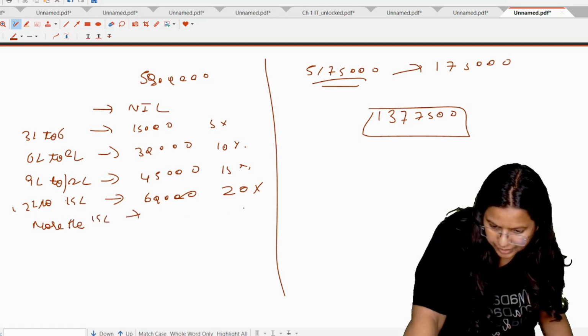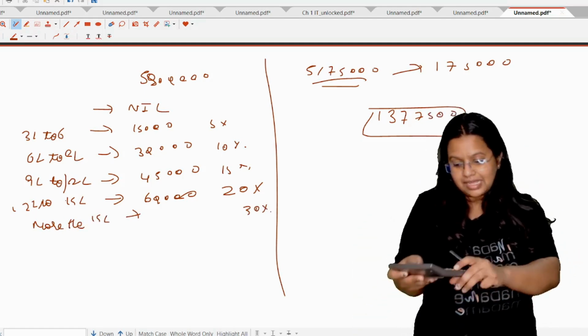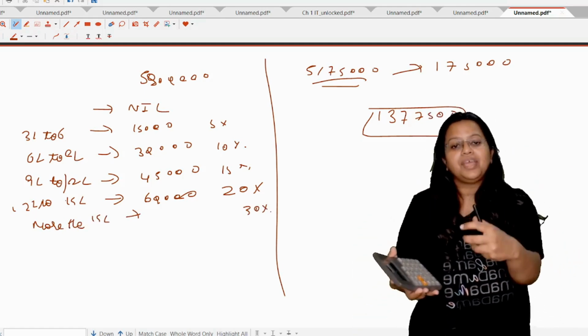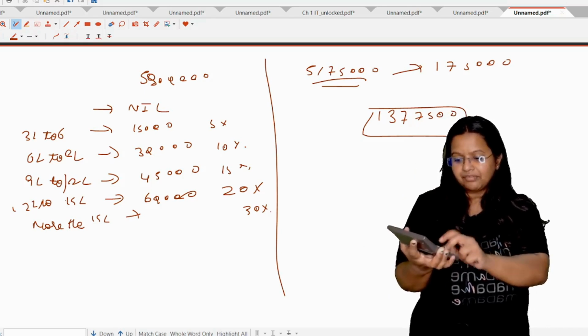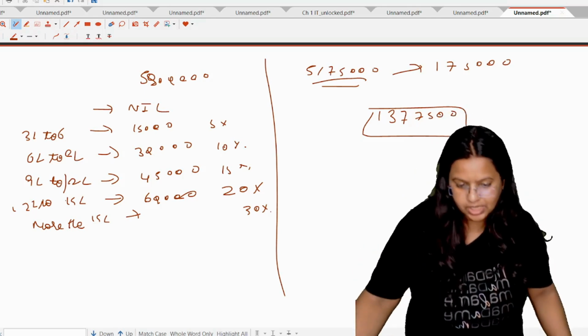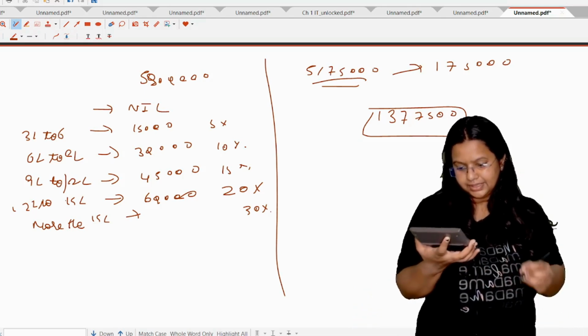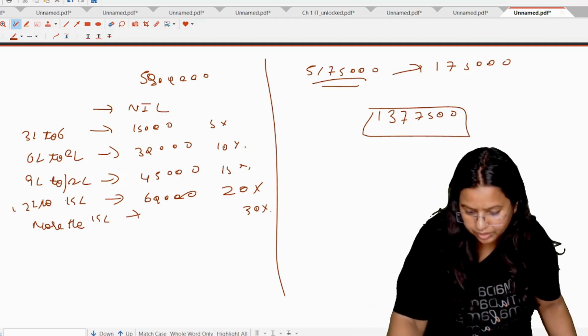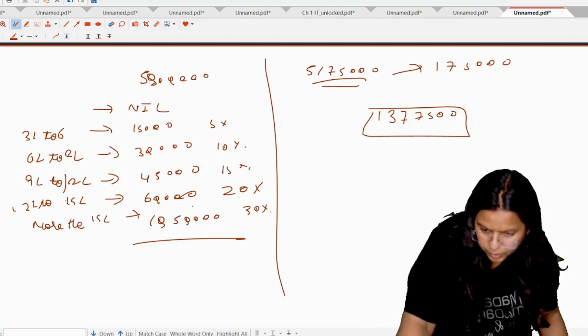Then more than 15 lakh, the tax rate will be 30%. Now, how much is more than 15 lakh in this question? As the total income is 50 lakh, we are comparing it with 50 lakh. So 50 lakh minus the 15 lakh, on which we have already levied the tax, is 35 lakh. 35 lakh into 30% is 10 lakh 50,000. Write it down there. 10 lakh 50,000. Okay, now calculate the total tax.